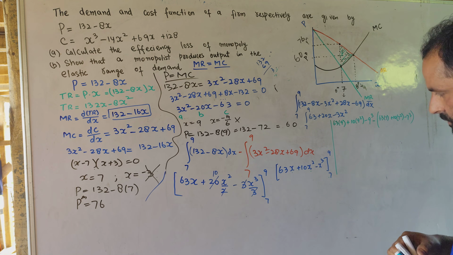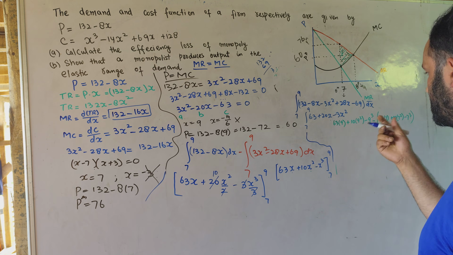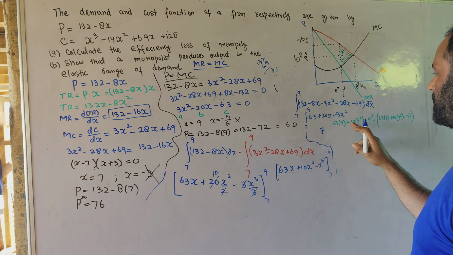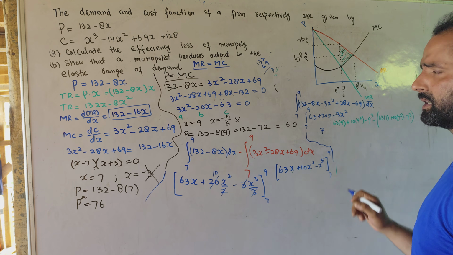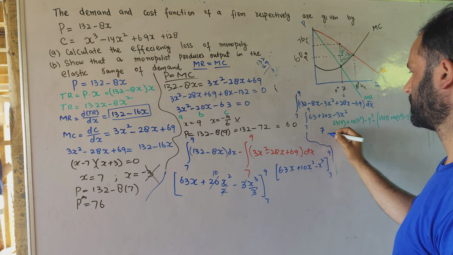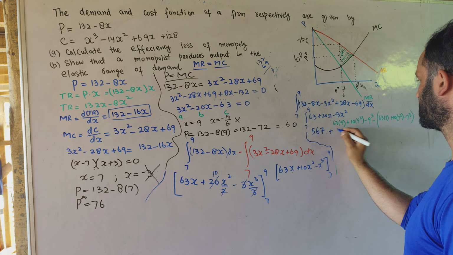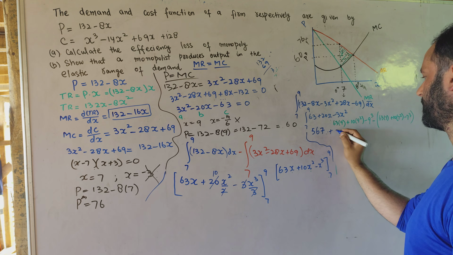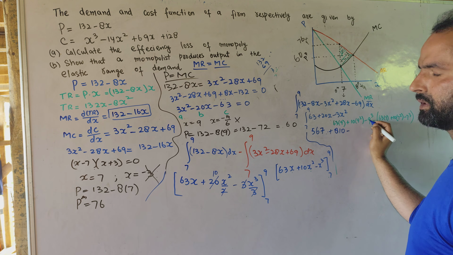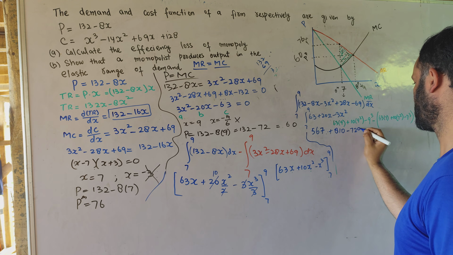Let me see if I can do the calculation here. 9 3s are 27. 9 6s are 54. So I guess it is 567, plus this 9 squared is 81, 81 into 10 is 810. Minus 9 cubed, which is 81 into 9, is 729. Okay, this is 729.